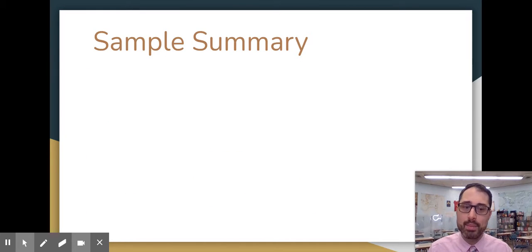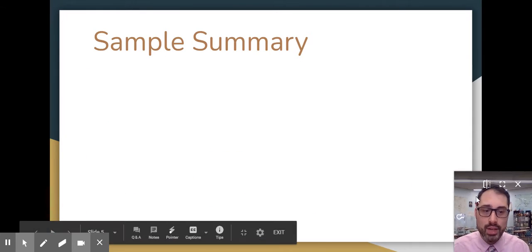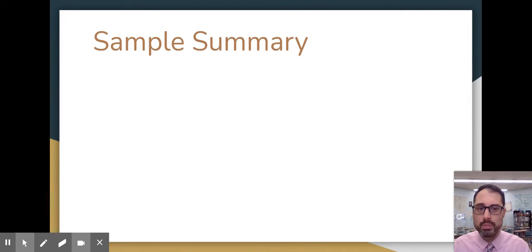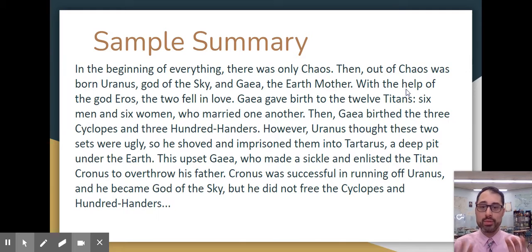And I have a sample summary here of the Greek creation story, at least the beginning of the Greek creation story. So please take a moment, read through this, pause, read through this, unpause, and then we'll see the words I pull out. So I've gone through and pulled out some key words that I felt were important. I also highlighted my first sentence and last sentence, which will frame my presentation.